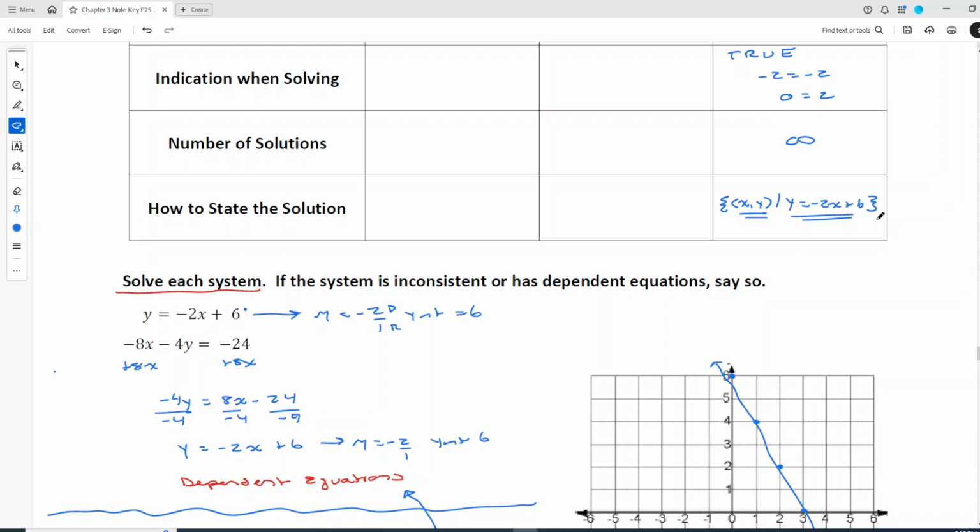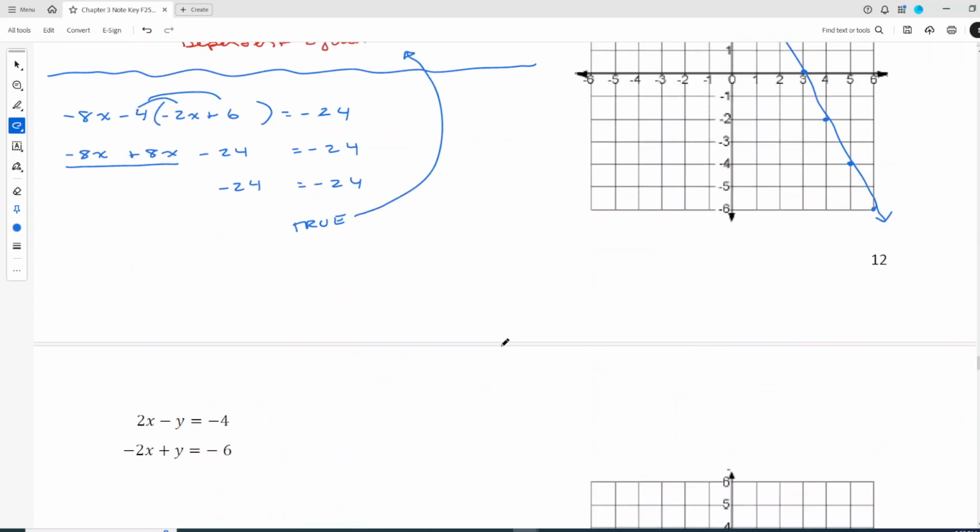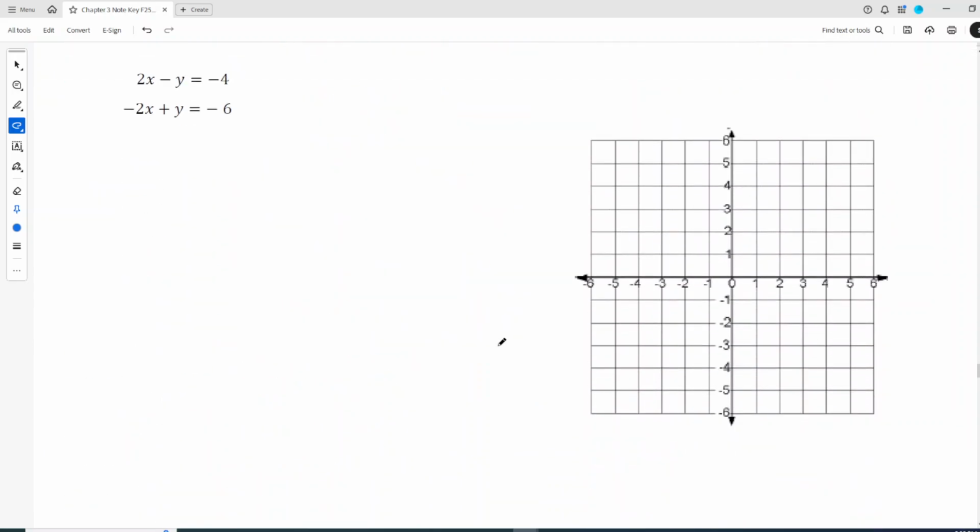In chapter 1, if we got a true statement, we're like, x is everything. In chapter 3, we're like, okay, there's an infinite number of solutions, but they're all points on the line. All the points on the line will satisfy both equations. Okay. So that is my dependent equation scenario. The last thing we're going to look at, obviously, is my inconsistent system.